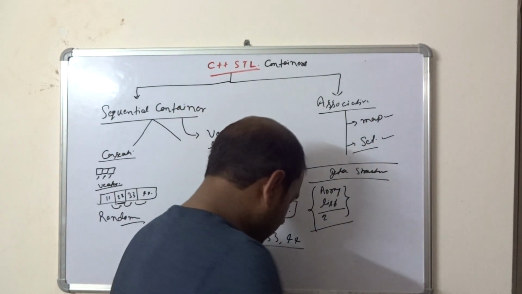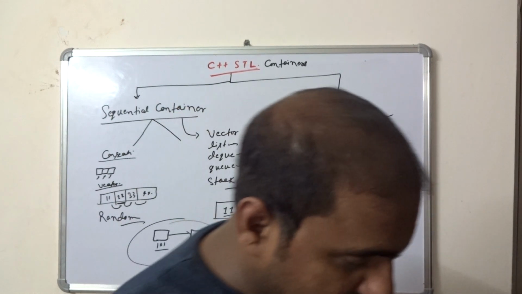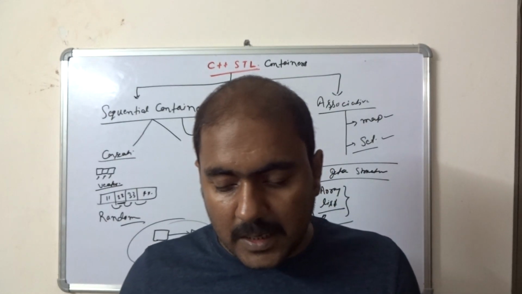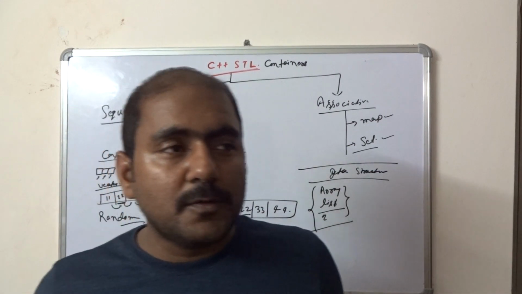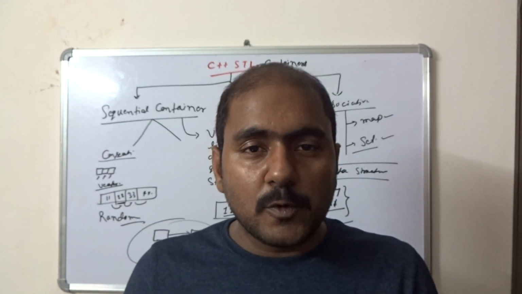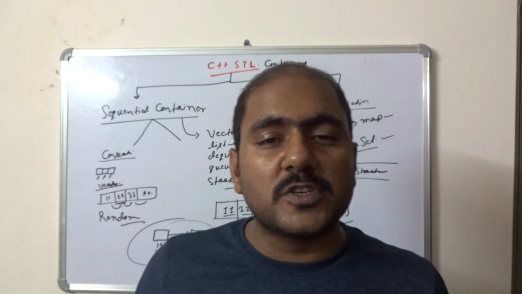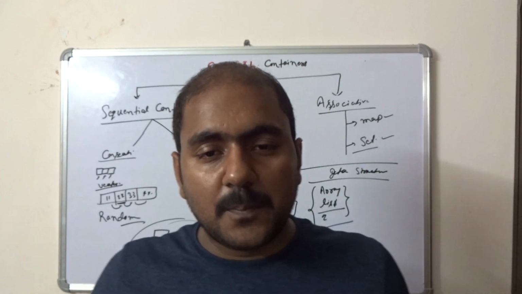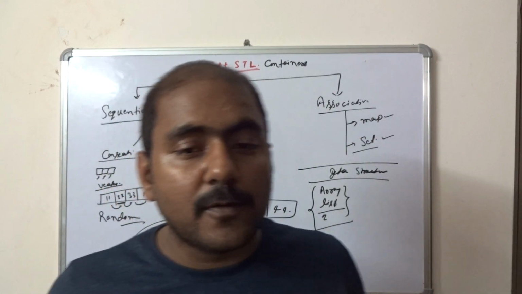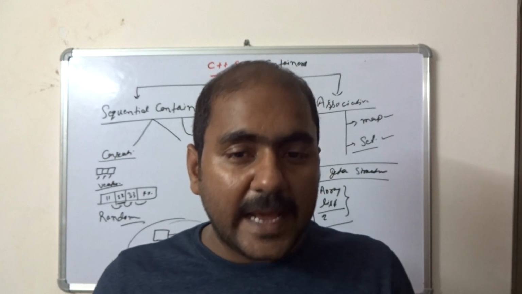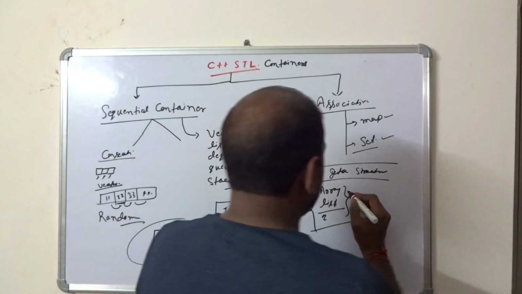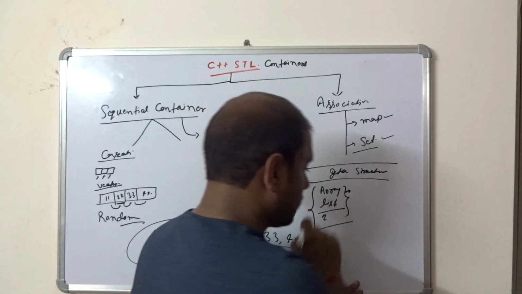But the major disadvantage of sequential containers is searching. Searching is one of the problems present in sequential data structures. If you have a sequential data structure and want to search something in it, you have to traverse the complete data structure, the complete list. The complexity will be big O of n. So searching is a costly operation in sequential data structures.